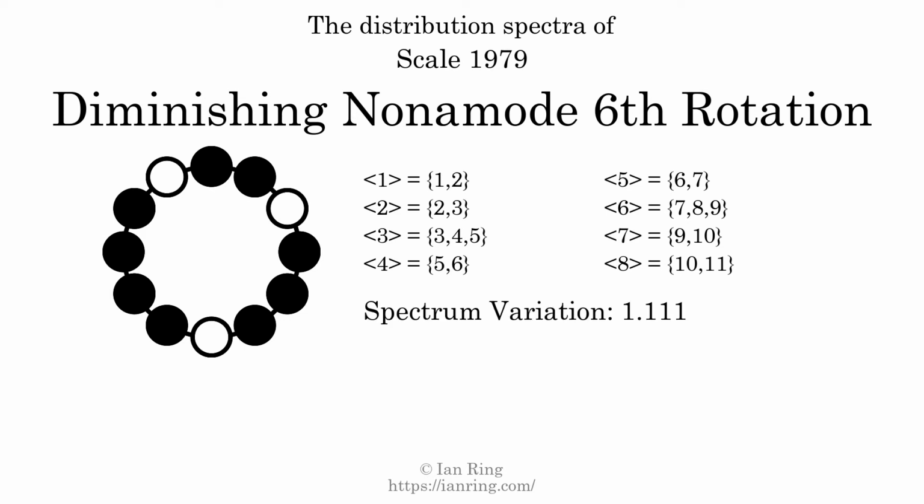The spectrum variation is the sum of all the widths, divided by the number of tones. The spectrum variation of this scale is 1.111. Since the variation is greater than 0, this indicates that the scale is not perfectly even. The highest spectrum width is 2. Since this is greater than 1, we know that this scale is not maximally even.